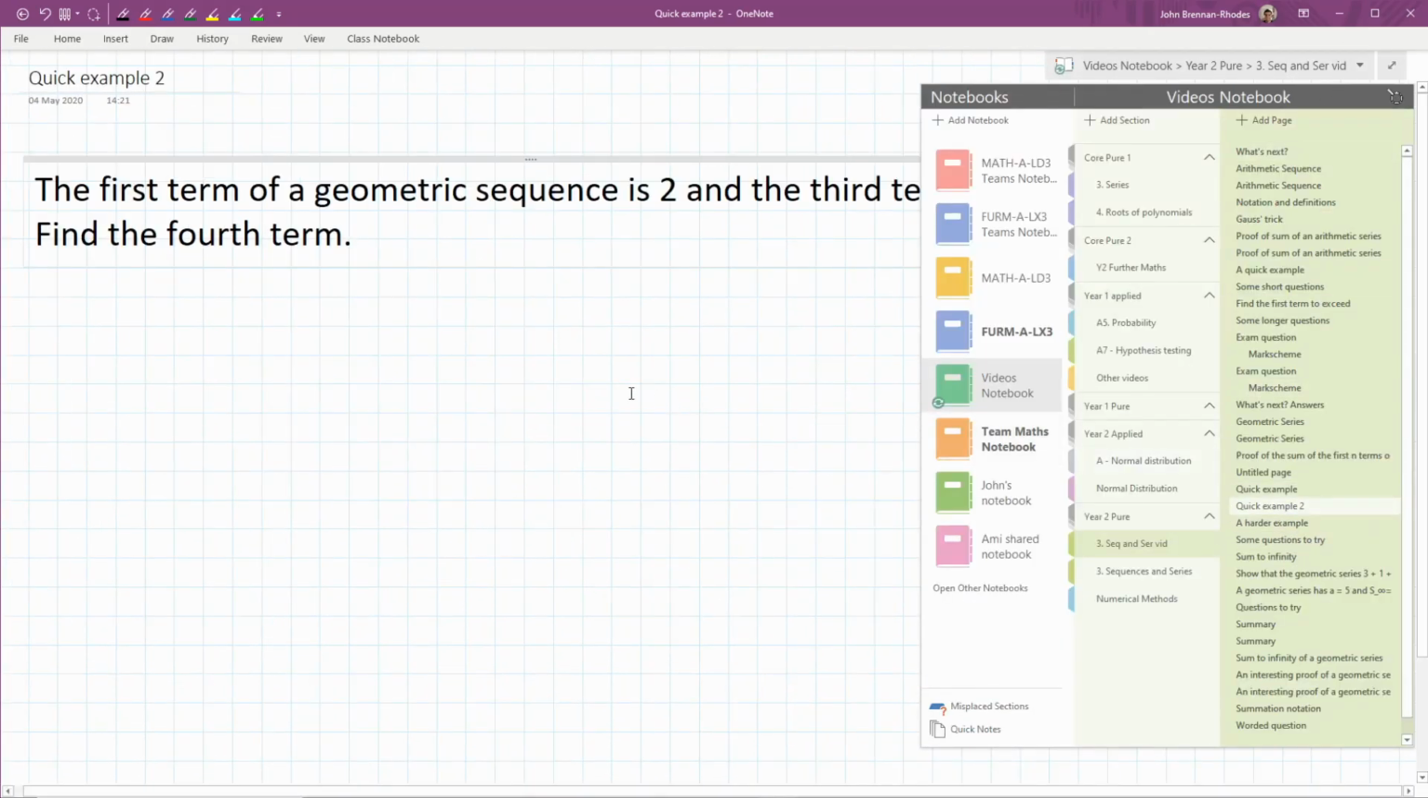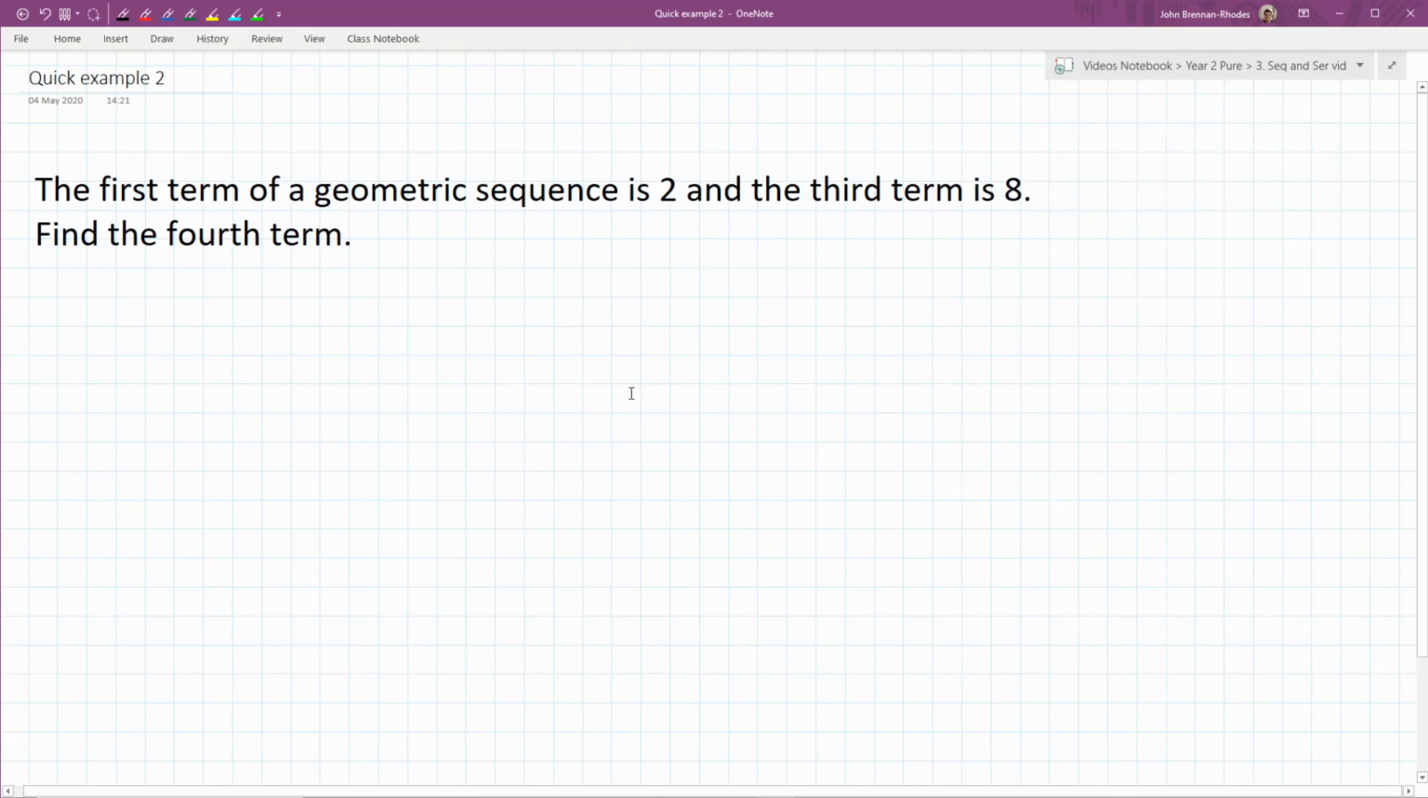Okay, another quick example. The first term of a geometric sequence is 2, and the third term is 8. Now actually the question wouldn't be written like this. Something is wrong, but I want you to see where it is. So a is equal to 2, and we have got the sequence 2, question mark, 8, where we are multiplying by r and multiplying by r.